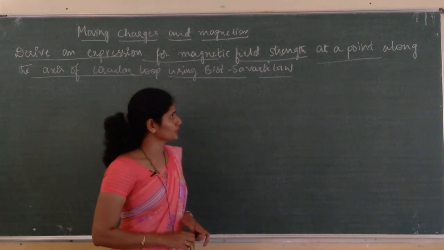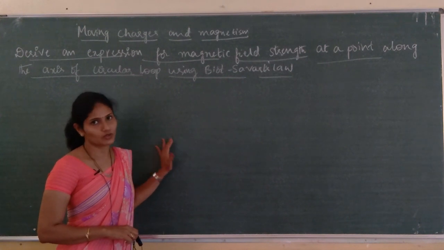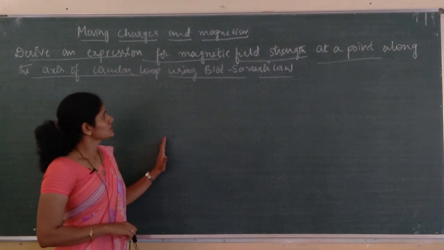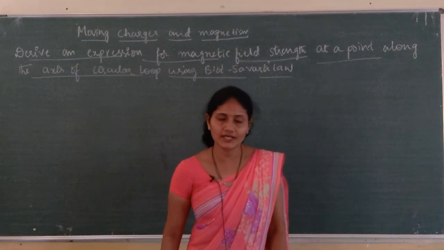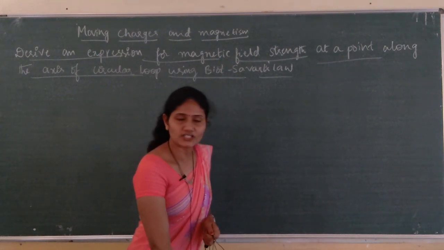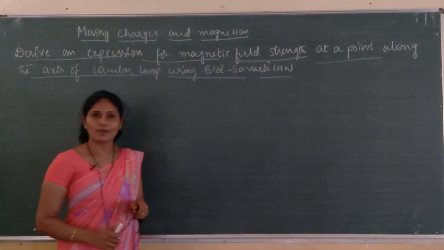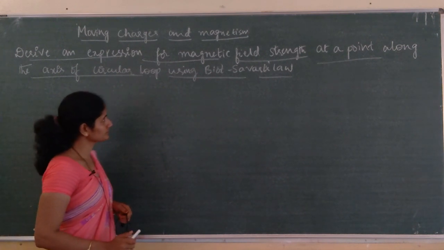In the last video we discussed Biot-Savart's law, right? This law gives the relation between the current and the strength of the magnetic field. So what is the expression for the magnitude of the magnetic field at a point P?